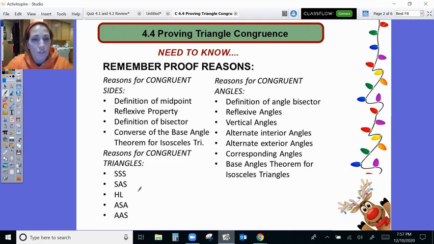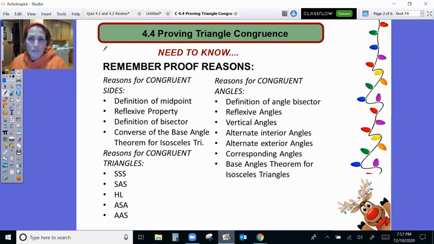Okay. Here's all my reasons for congruent triangles, all listed. Hopefully you have those by now. Reasons for congruent angles will be definition of an angle bisector, which will create two congruent smaller angles. Reflexive angles, again: if you have two triangles that share the same angle, the reflexive angle is equal to itself. Vertical angles would be another one. If you have parallel lines anywhere, you have alternate interior or exterior angles, even corresponding angles. And then, of course, base angles of an isosceles triangle are congruent as well. There's many other reasons, but these are the main ones we use in geometry, okay?